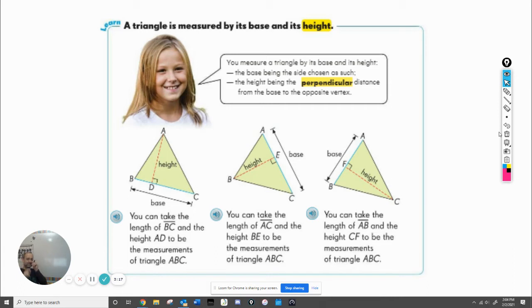The height, here's the kicker. Here's where you got to be really thoughtful and listening. The base is the measurement of one side. Let's not just say it's the side, it's the measurement of one side. The height is then the measurement from the base to the opposite vertex. And the measurement has to be done perpendicularly. So in each one of these cases, in this triangle, the height is measured at a right angle to the base. Okay? Look at each one of those.